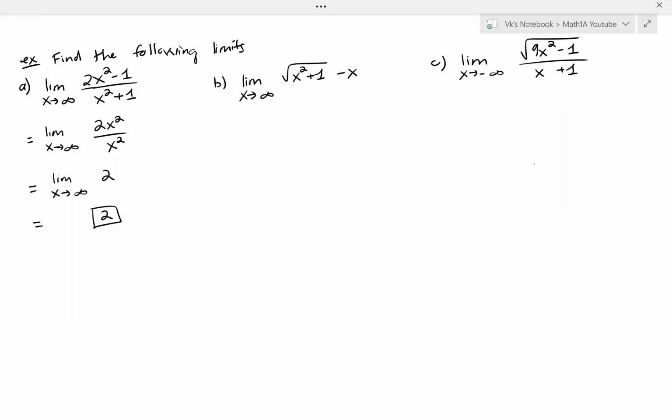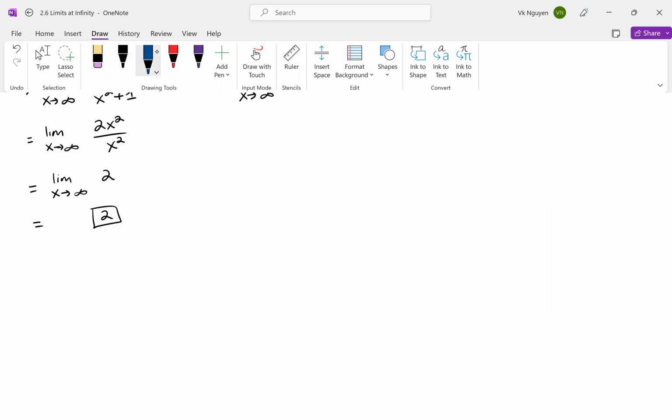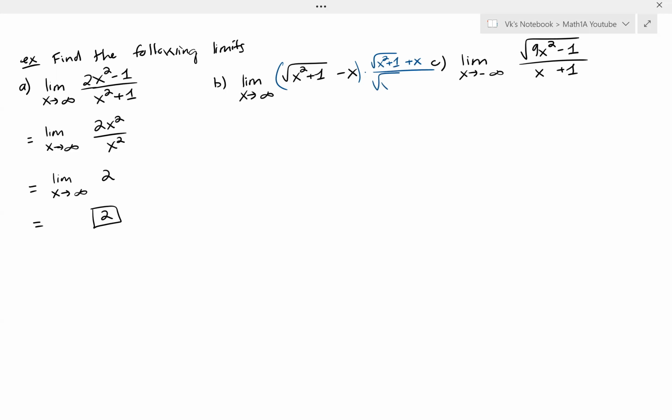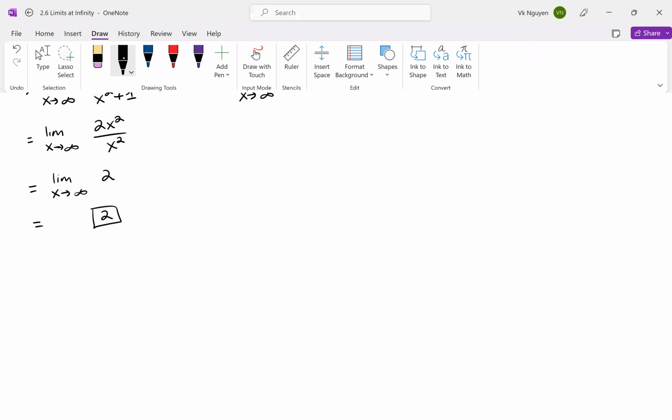Example B, limit as x goes to infinity of root of (x squared plus 1) minus x. Well, this is not a rational expression. And if we do the direct substitution, we're going to get infinity minus infinity, which doesn't mean anything because infinity is not a real number. We can multiply by the conjugate: (root of (x squared plus 1) plus x) over (root of (x squared plus 1) plus x). And see what we can get.